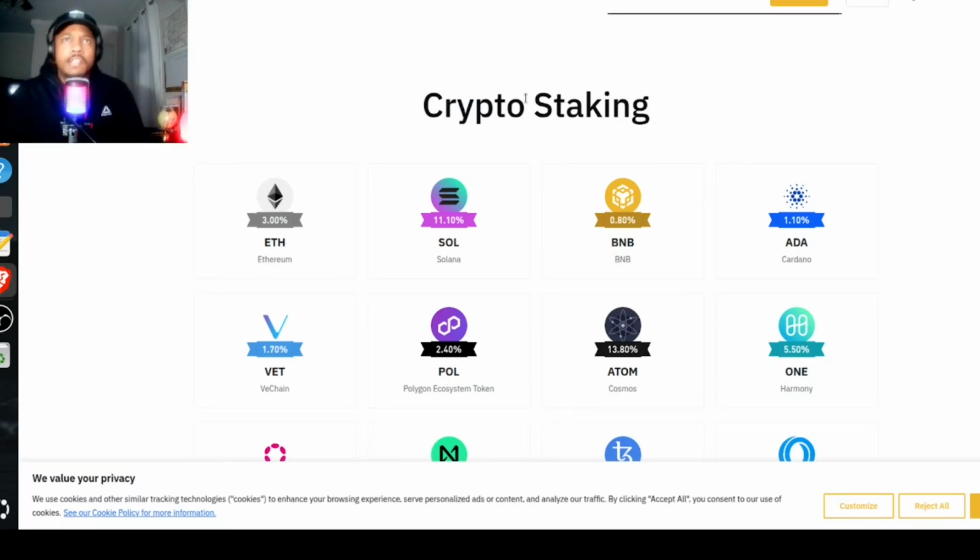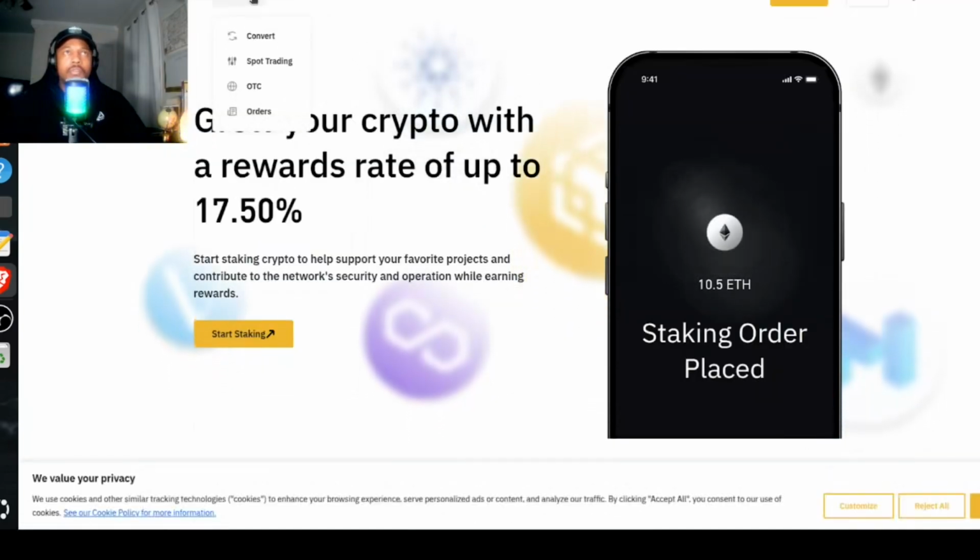So that's the difference between this and the stock market. The stock market is a little bit slower, and in crypto you can get into something and it could go to the moon real quick. All right. So that's the staking they have on here. Now let's go to trading.